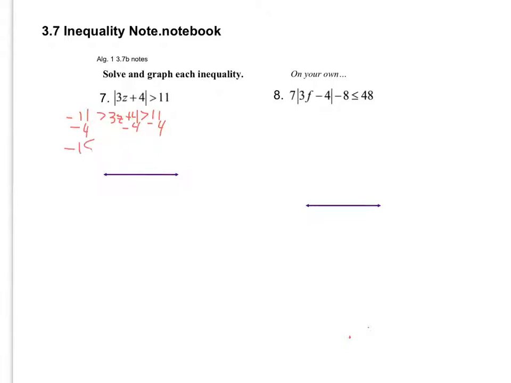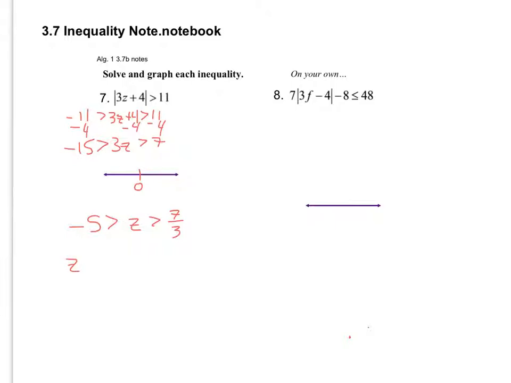So I get negative 15 greater than 3z greater than, let's see, that would be 7. I'm running out of space. Let's rewrite this down here. I'm going to divide all 3 sides by 3, so I'm going to have negative 5 greater than z, which is greater than, well, that doesn't divide nicely, so I'm just going to put a 7/3 right there. Okay. Got 0 right here.